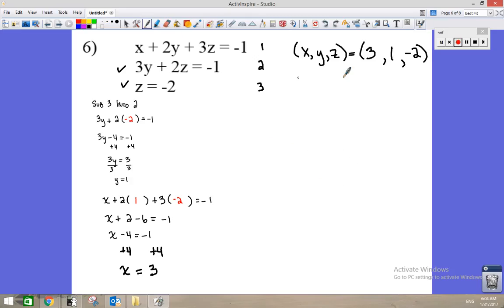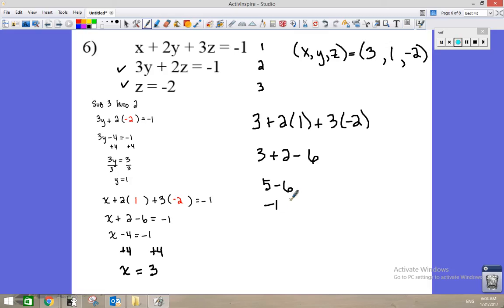If I replace x with 3, and y with 1, and z with negative 2, and if I do this arithmetic, the question is, do I get negative 1? Well, I've got 3 plus 2 minus 6. I have 5 minus 6. Hey, that's negative 1, and that checks. So I'm pretty confident that this is the correct answer.